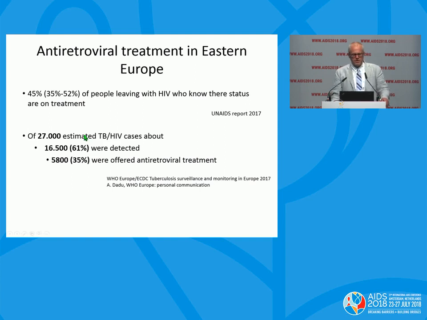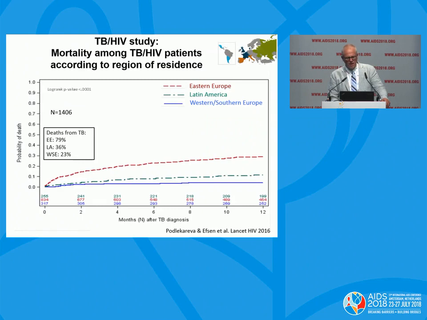The other issue in the region is, of course, that among the people who are identified with TB, only 61% are actually diagnosed with HIV at the time of diagnosis, and quite a few are offered antiviral treatment. So therefore, it's really of no surprise, as we published a couple of years ago, Daya Potlikareva and Dr. Efson quite nicely and convincingly, I think, showed that mortality in people in the region is very elevated compared to Latin America and to Western Europe.